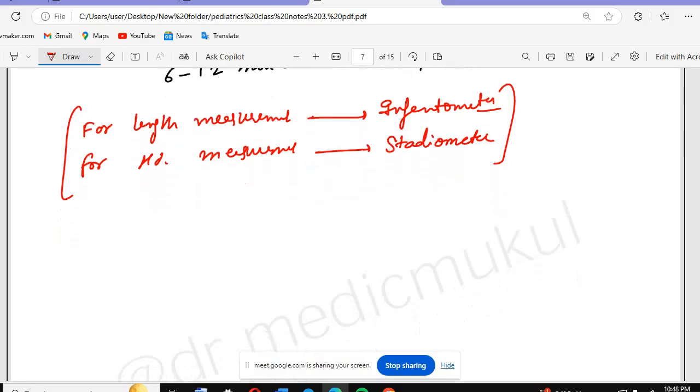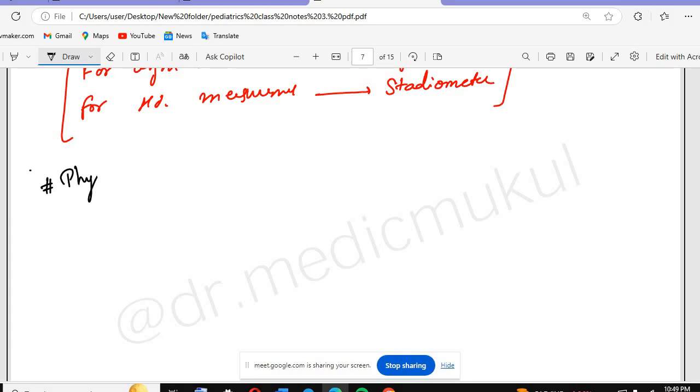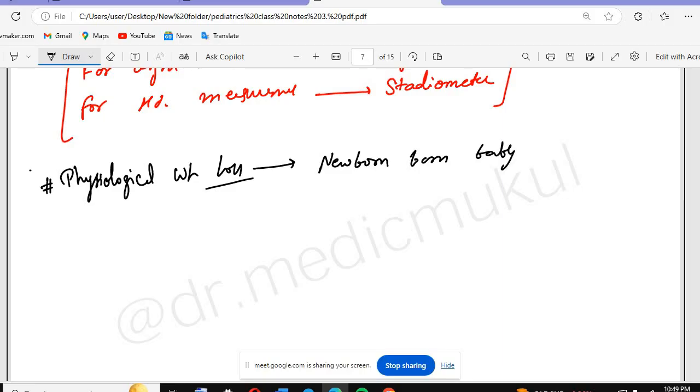Also remember there is one thing here, that is physiological weight loss. You have already seen little babies, so maybe you have noticed that the newborn baby loses 10% of its body weight. That is known as the physiological weight loss.